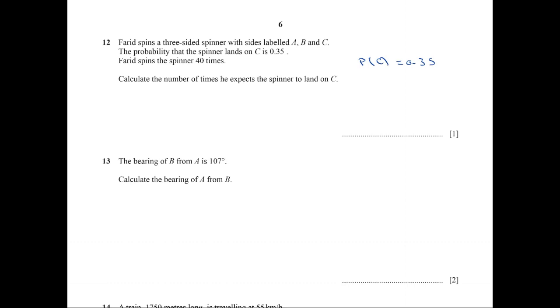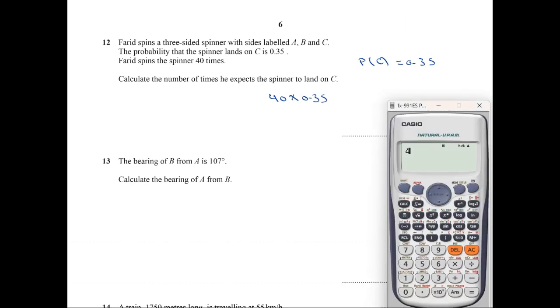Calculate the number of times we expect the spinner to land on C. 40 times means 40 times the probability of getting C, 0.35. To find the number, 40 times 0.35 is equal to 14.